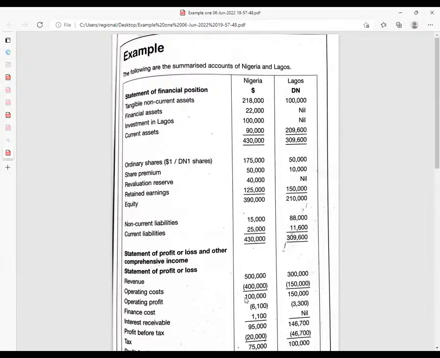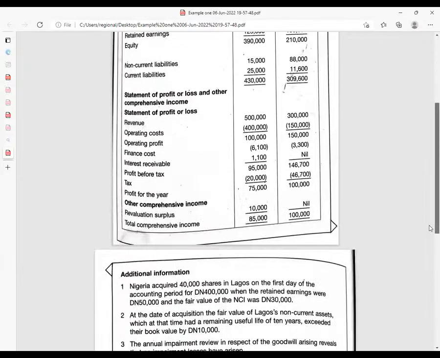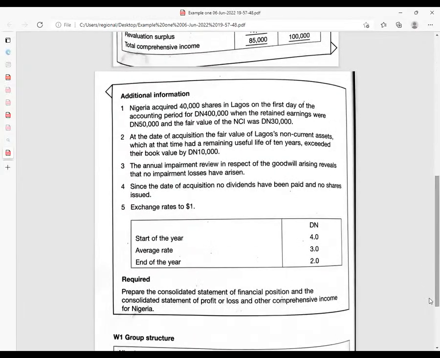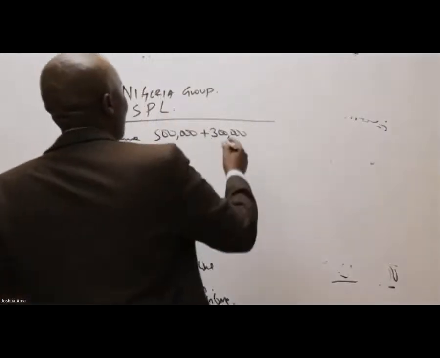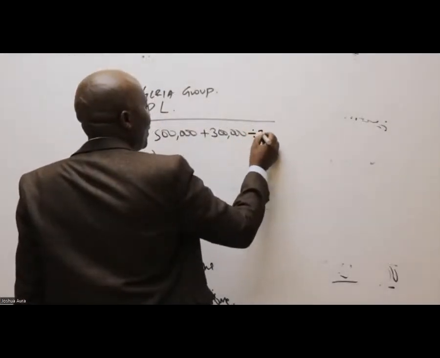So how do I exchange this 300,000 to dollars? Which rate should I use? When we started, I gave you the procedure. Which rate should I use, ladies and gentlemen? Average rate. Do you remember that? For the income statement, it's always average rate, divided by 3. So divide this by 3.